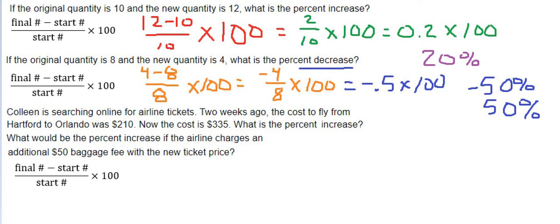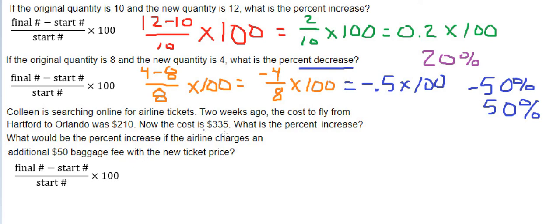Colleen is searching for online airline tickets. 2 weeks ago, the cost to fly from Hartford to Orlando was $210. Now the cost is $335. What is the percent increase? So that's the first part of the question. So we're going to figure that out right now.